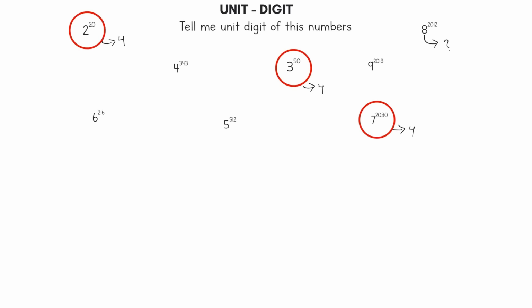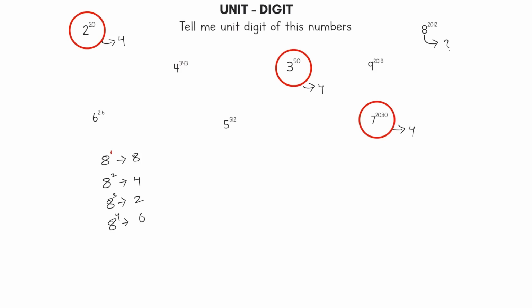So let's start here. 8 raised to 1 is what? 8 raised to 1 is 8. We all know that, very simple. 8 raised to 2 is nothing but 64. So the unit digit here is 4. 8 raised to 3 is nothing but 512. So the unit digit here is 2. 8 raised to 4 will be ending in 6, because 8 times 2 is 16.